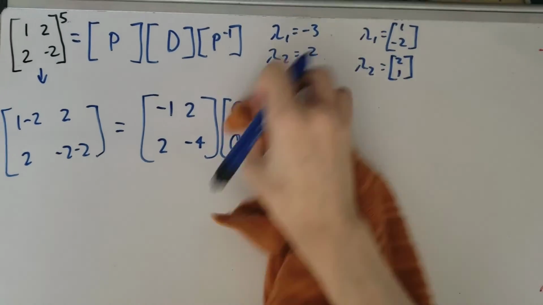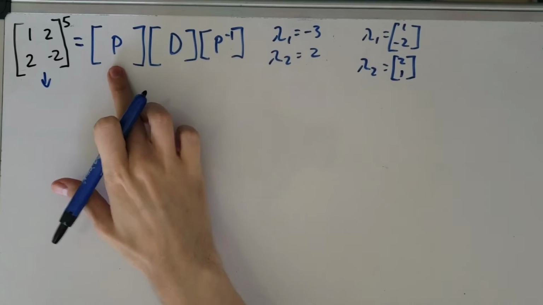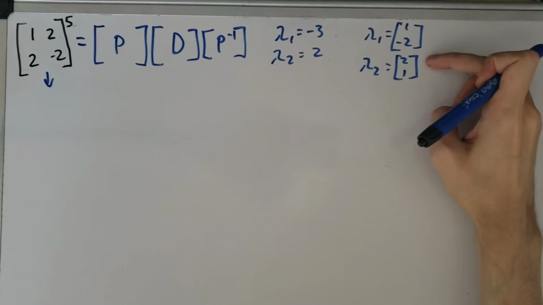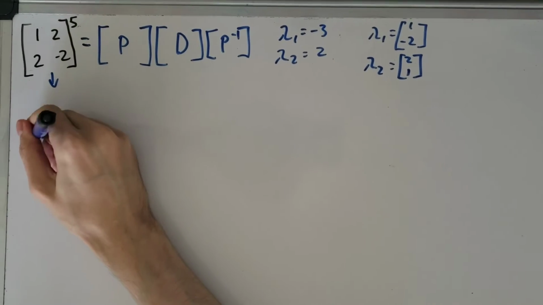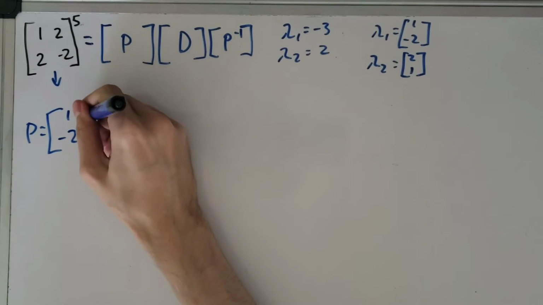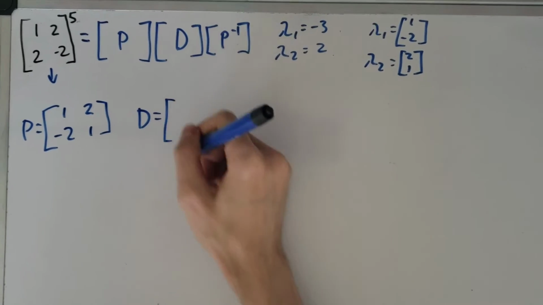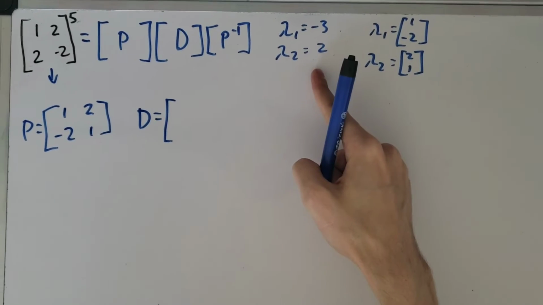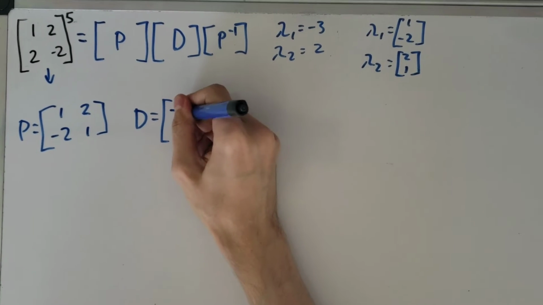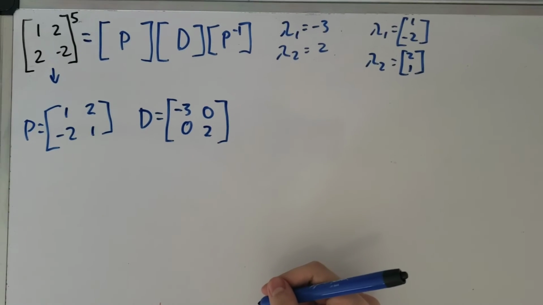Now we need to put these together. Matrix P is simply the eigenvectors in order together. So 1 and negative 2, right next to 2, 1. The D matrix simply has diagonal elements that are equal to our eigenvalues. In this case, negative 3 and 2. All other elements are 0.